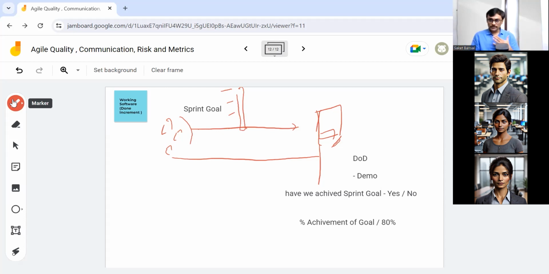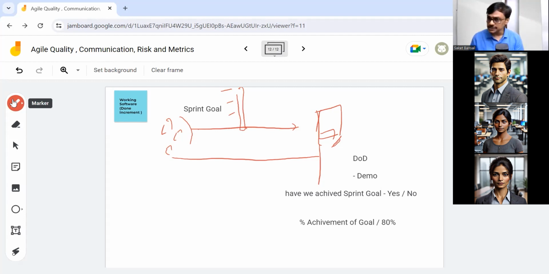So as a project manager or Scrum Master, I need to make sure that at the end of a sprint, we are doing a healthy demonstration of our product. We have a conversation where we talk about how well we have achieved our sprint goal. We need to figure out whether we want to go for a yes/no format, or a percentage evaluation.